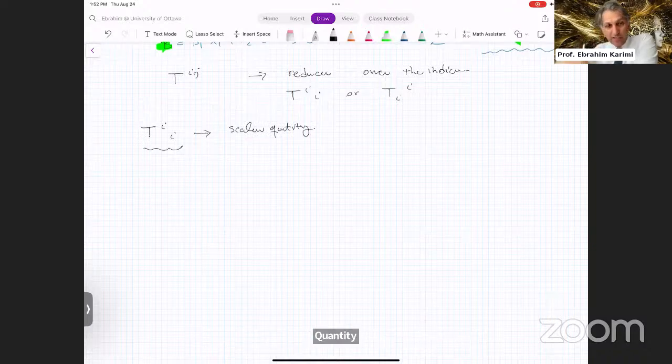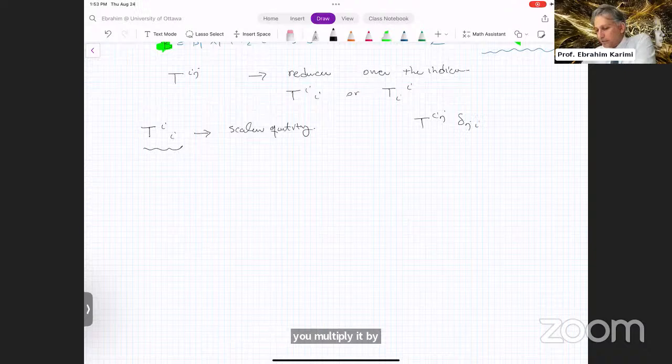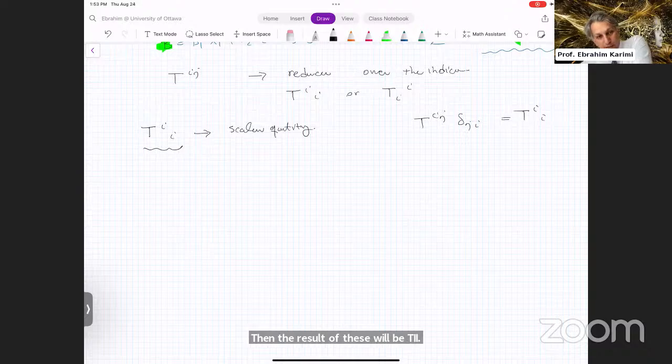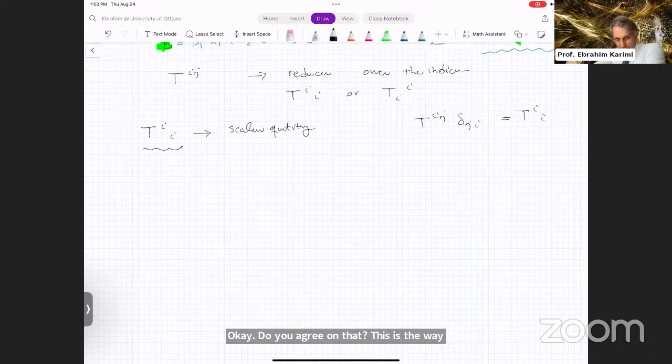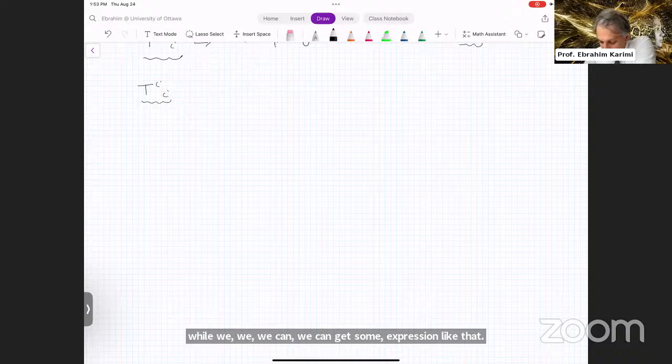You can build that up, by the way, with the delta functions. So if you have Tij and multiply it by delta ji, then the result will be Tii. Okay? Do you agree on that? This is the way that I will build up the contractions. So I will multiply the elements by the delta functions in this fashion, and I will get the results that I wanted. So what I want to do is that, well, this is the second rank mixed tensor.